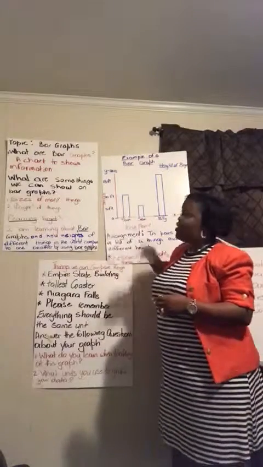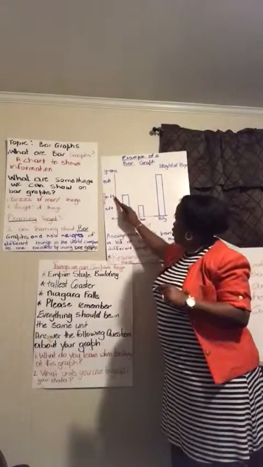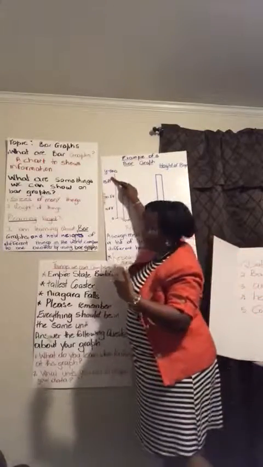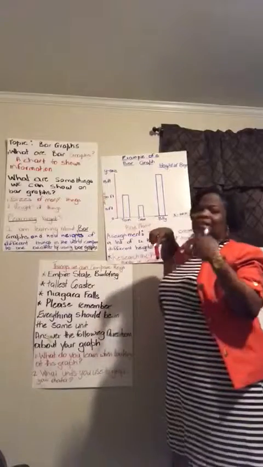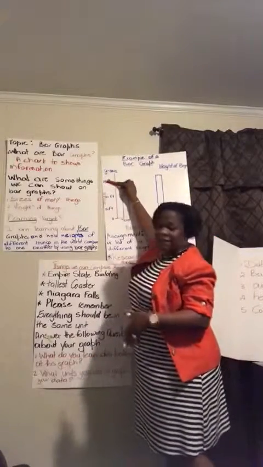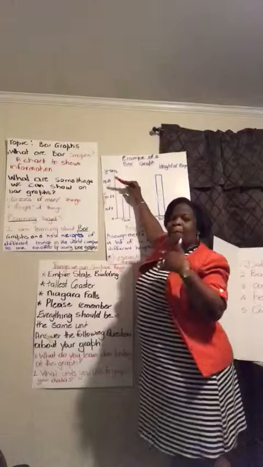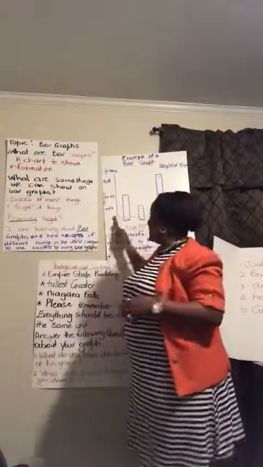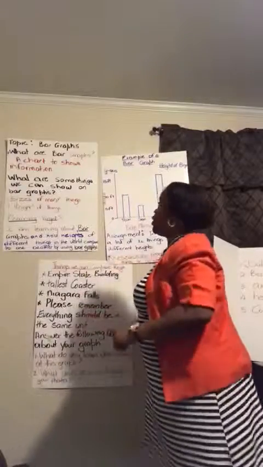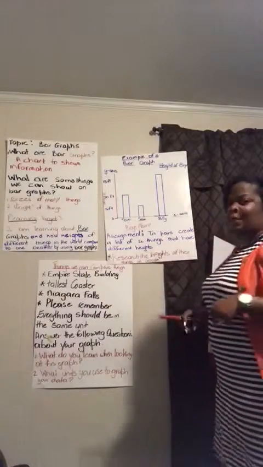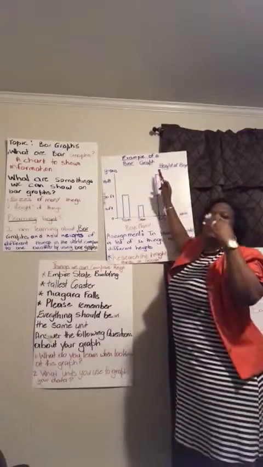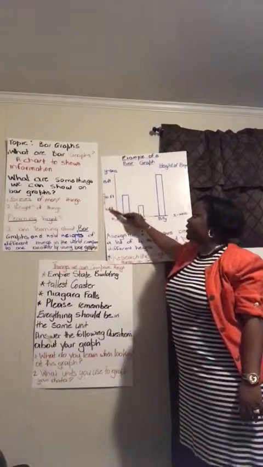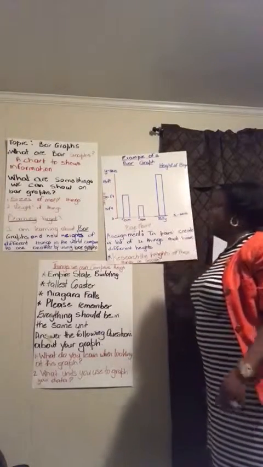One thing you should always remember: the units must be the same. If I'm talking about inches, I'm going to have inches here. If I'm talking about centimeters, I'm going to have centimeters here. So when we're plotting our bar graph, we should make sure the units are the same. Always label your bar graph. Never forget to label your bar graph. Give your bar graph a title. Put what these numbers represent and what the names are.